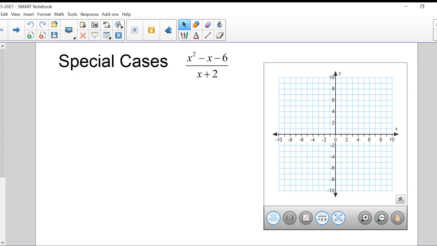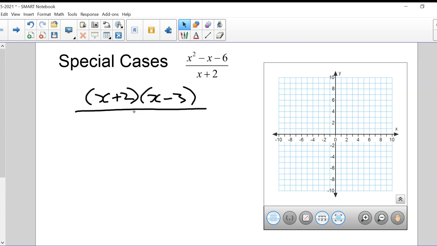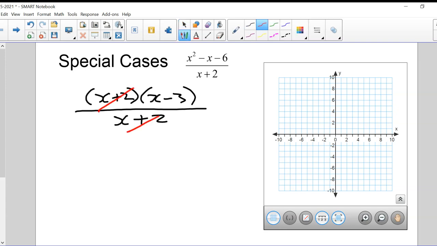I was thinking it might factor. Ah, okay. So that may be where Ava might have gotten her idea from. Because, yes, if you think about it, the top of this function is factorable. So if I factor the top, I'm going to end up with x plus 2, x minus 3, and that's all over, of course, x plus 2, which means that this cancels out with that. So really what I'm left with is simply x minus 3.